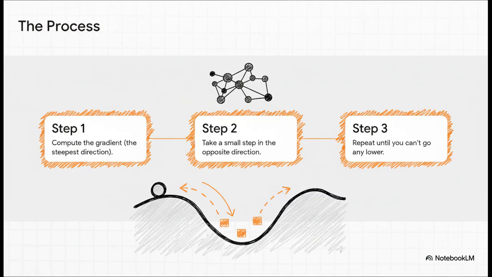So the whole dance boils down to this super simple, repeatable loop. Step 1, figure out which way is down. Step 2, take a little step that way. Step 3, repeat the whole thing from your new spot. You just keep on doing that until the ground pretty much flattens out, which means you've hit the bottom of a valley, a point where the error is minimal.